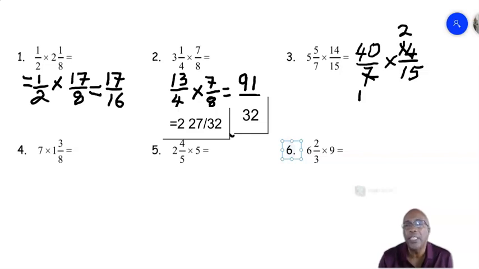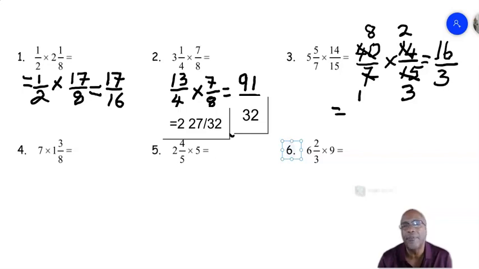And the 15 and the 40, they have a common factor, which is 5. 5 into 15 is 3. And 5 into 40 is 8. 8 times 2 is 16, over 1 times 3 is 3. Convert to a mixed number. 3 into 16 is 5, remainder 1. So it's 5 and 1/3.